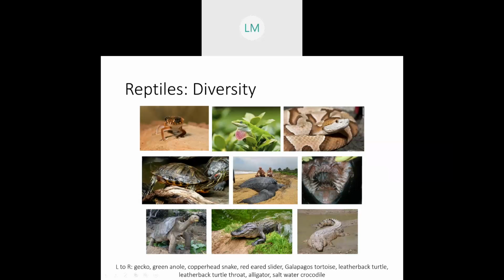We've got a tortoise here, Galapagos tortoise there, and then an alligator and a saltwater crocodile. So our crocodilians, these are the ones with our 4-chambered hearts. The rest of these all have 3-chambered hearts.